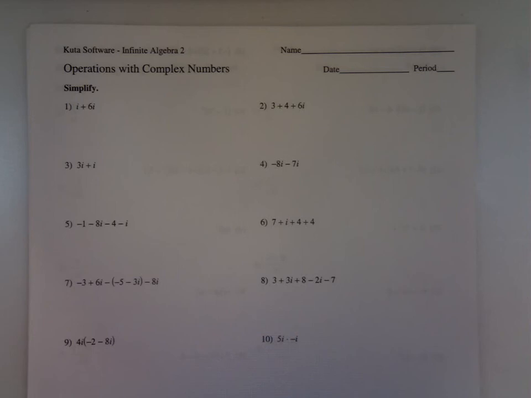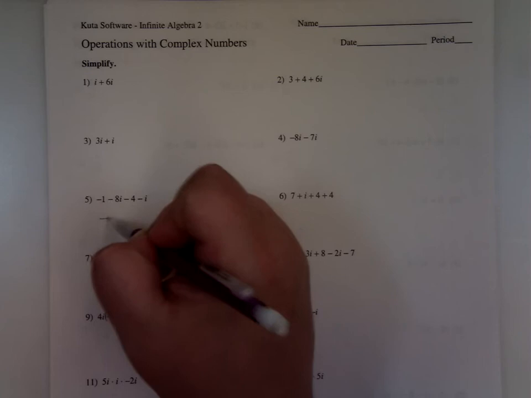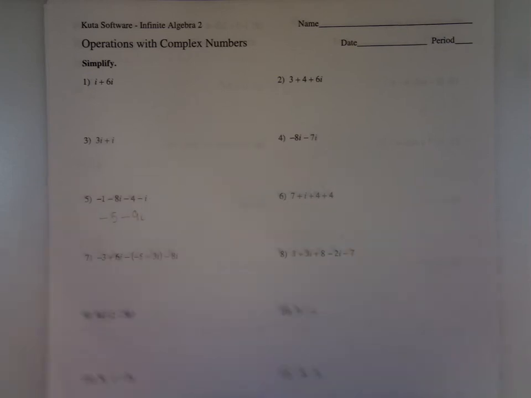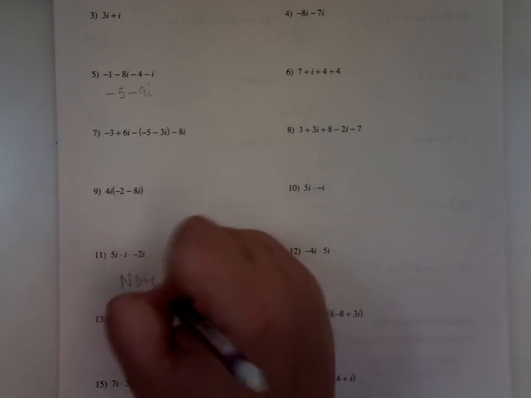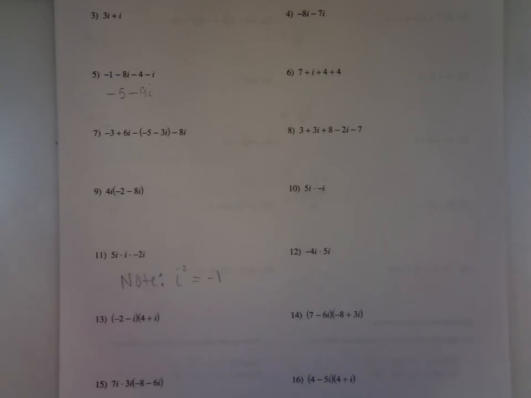So operations with complex numbers, adding and subtracting is really easy. You just combine like terms. So for instance, number 5, -1 and -4 is -5. -8i minus i is -9i. So that should be pretty easy peasy. Here you would distribute as normal. Just remember, note i squared equals -1. That's literally the definition of i. So as long as you know that, you're fine. More of the same on the back.